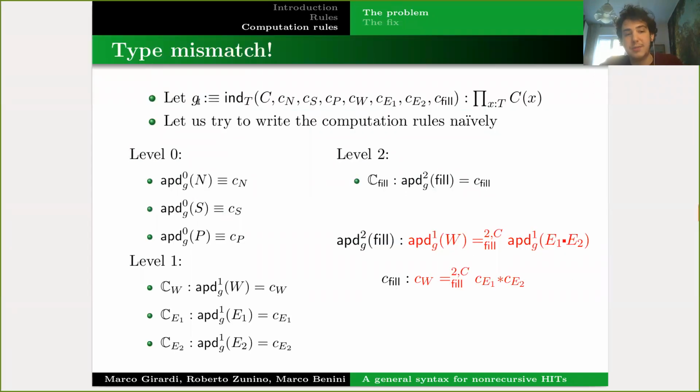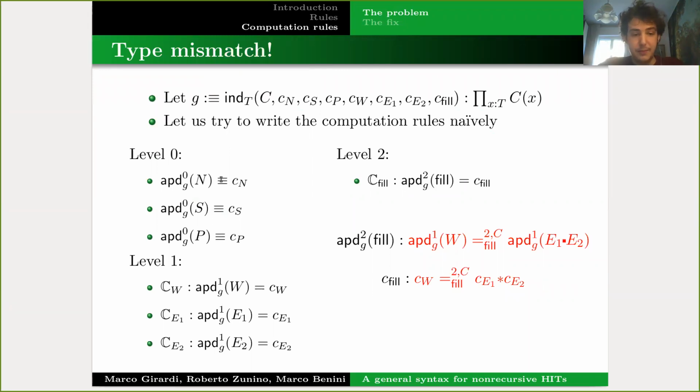Now, let G be the dependent function we get by performing induction on our example, and let us try to write the computational rules and see what happens. At level 0, we have no problem. G of n is the induction method of n, and these are judgmental equalities. At level 0, exactly, we are following the HoTT book in this choice.